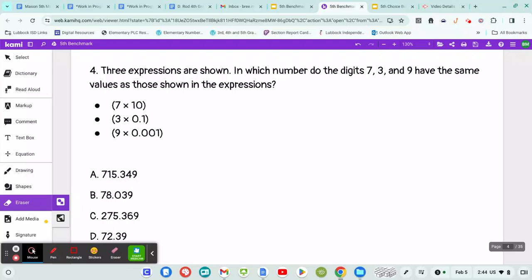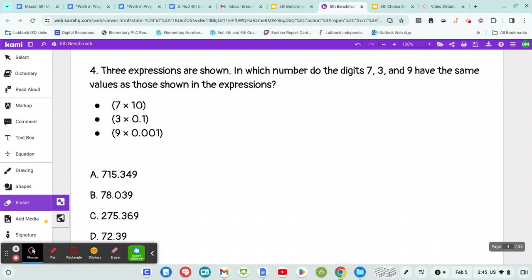Let's take a look at number 4. Number 4 says 3 expressions are shown. In which number do the digits 7, 3, and 9 have the same values as those shown in the expressions?